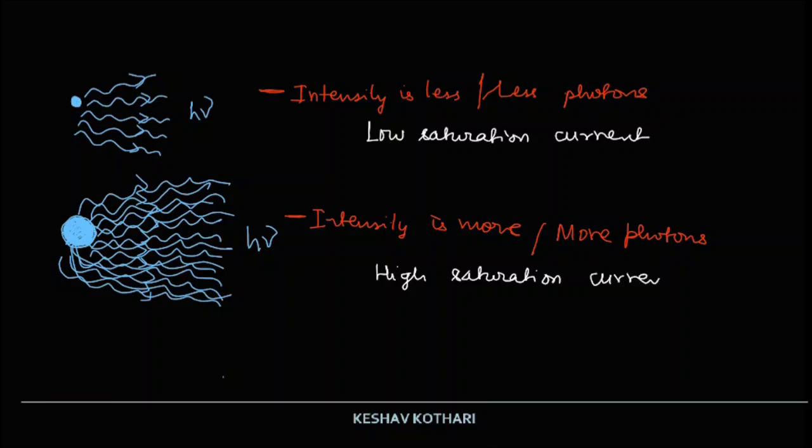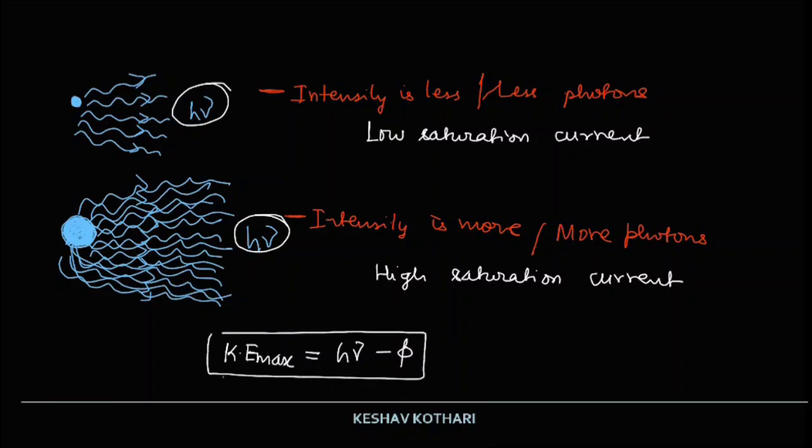It is really important for you to understand that this value of energy E equal to h mu remains the same. So if I write the equation for the maximum kinetic energy of the emitted photoelectron, it is equal to h mu minus phi. In this equation, in both the cases, the value of h mu is the same, and so is the value of work function. So the maximum value of kinetic energy of the emitted photoelectron remains the same.